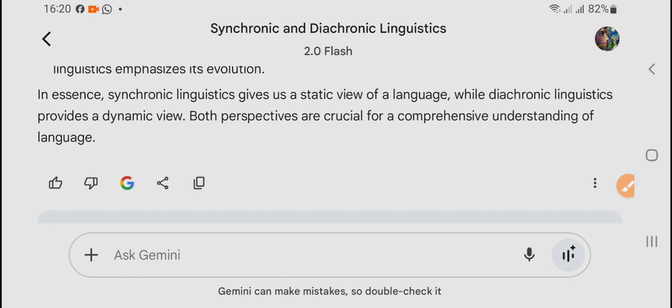We should know the current language and we should know the history. As a literature student, as a language student, you should know the history. Why? Because history is very important. Suppose you don't know the history of India and all, then our base will be weaker. History is our base, so both approaches are very important.